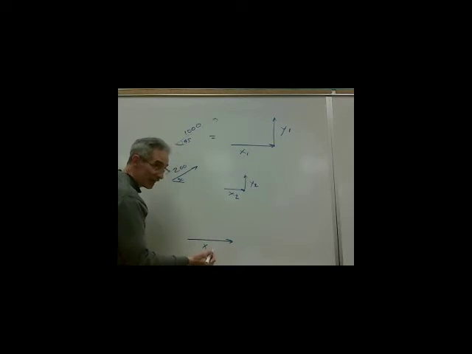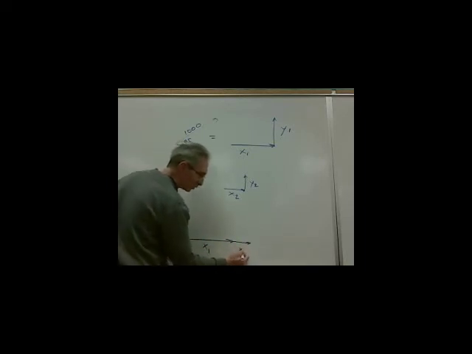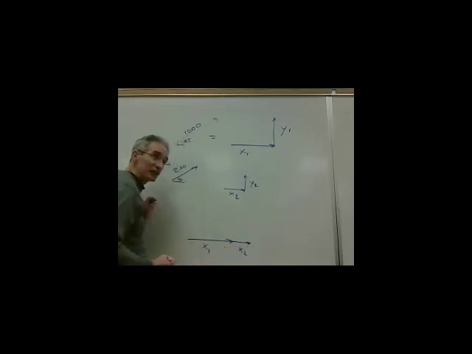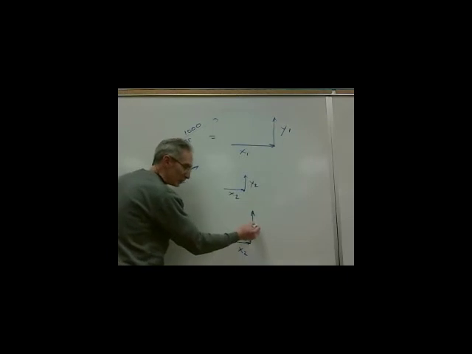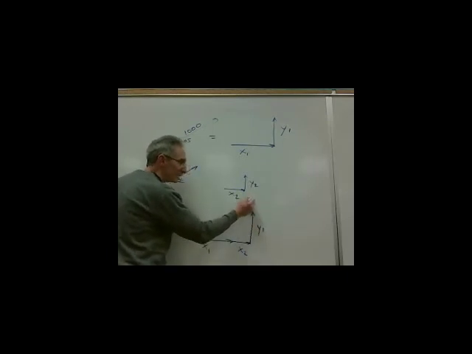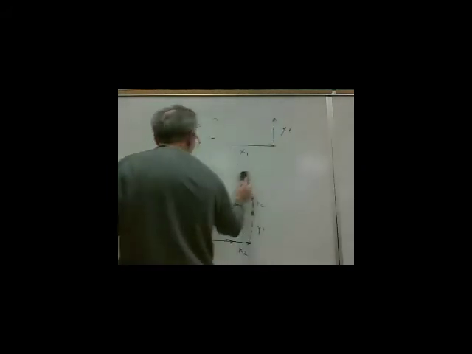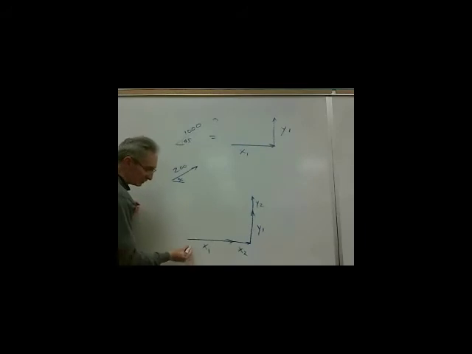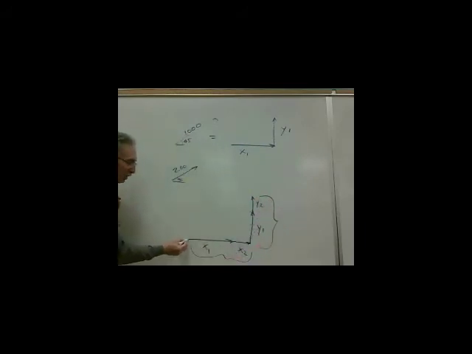So what you could do here to get the resultant of these is add, just like scalar adding, x1 to x2, sum the x's up, and then similarly sum the y's up. So you sum the x's together, this is the sum of the x's, and you sum the y's together, the sum of the y's.